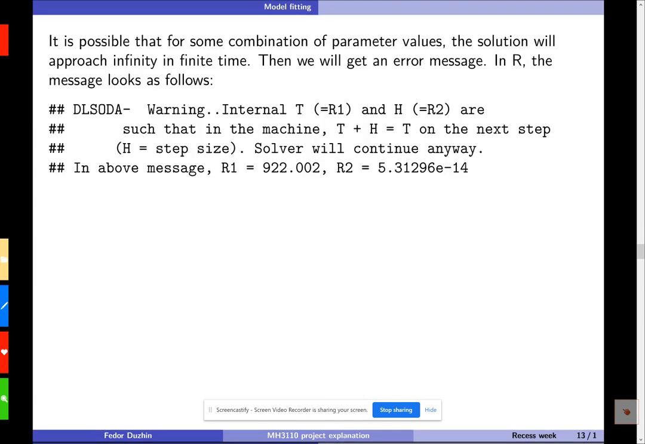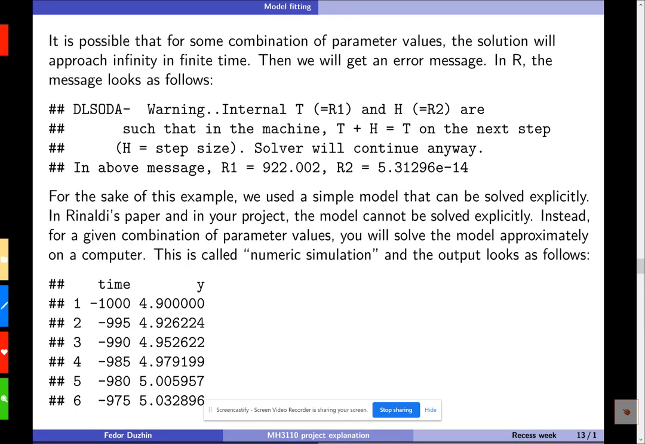It is important to understand that for some combinations of parameter values, the solution will approach infinity in finite time. I made this presentation in R, so here is what the error message looks like in R. In Python, it's going to be a different error message, and in MATLAB too, but it will be an error message in any case. So you just need to know that if you have this error message, it probably means that the solution approaches infinity in finite time.